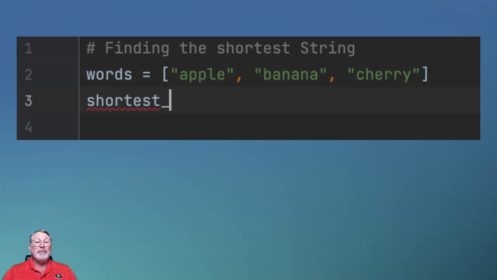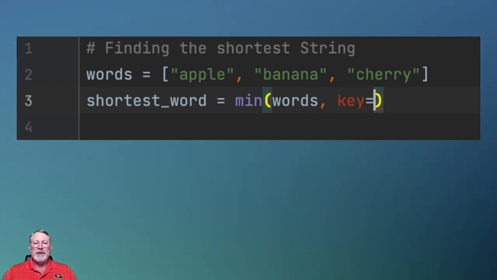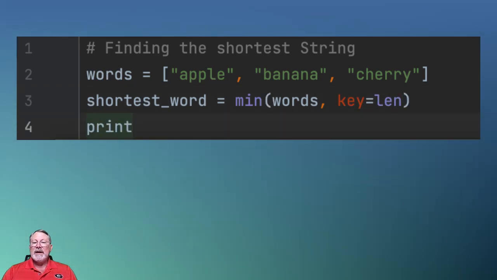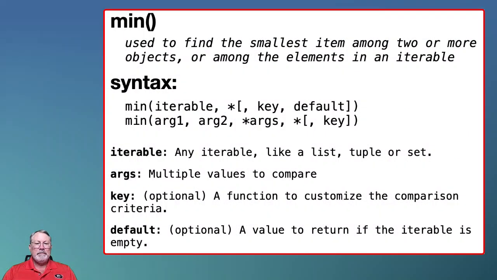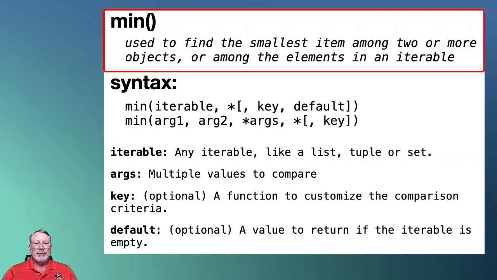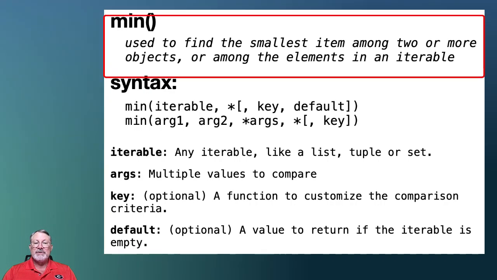or among multiple arguments. By the end of this video, you'll understand how to use min, when to apply it, and how it can make your code more efficient. Let's dive in. What is min? It's a Python function that returns the smallest item in an iterable, or the smallest of two or more arguments.